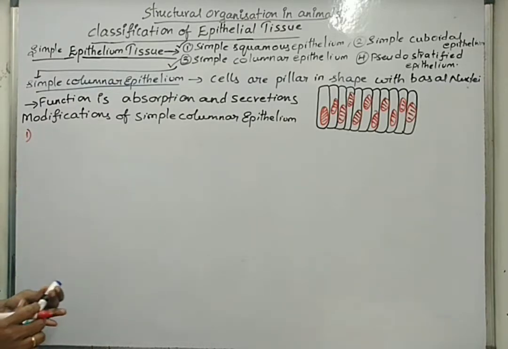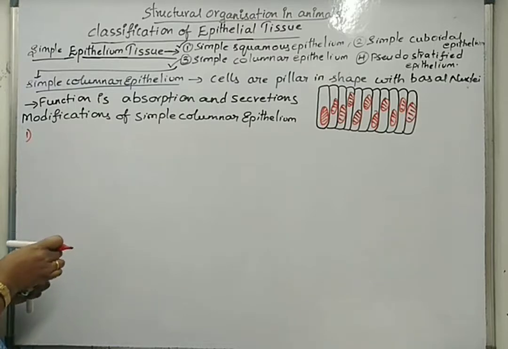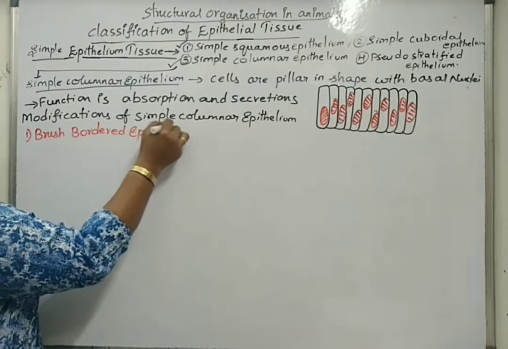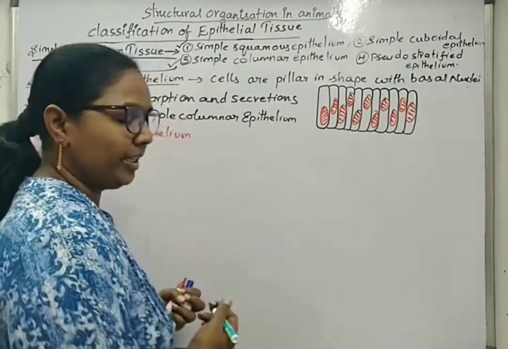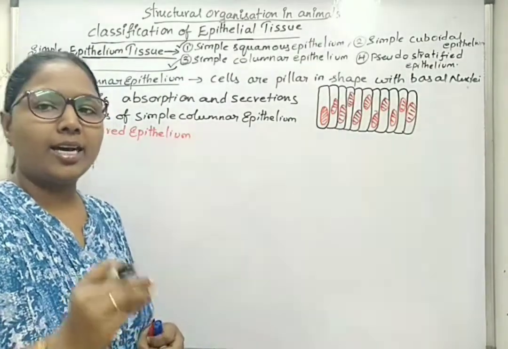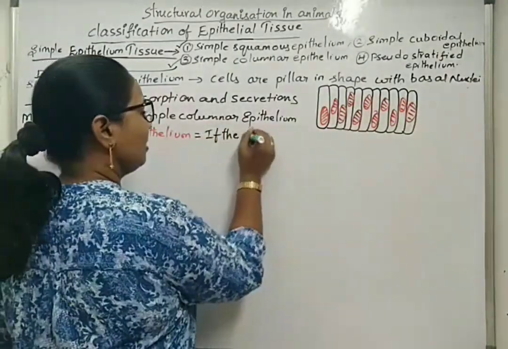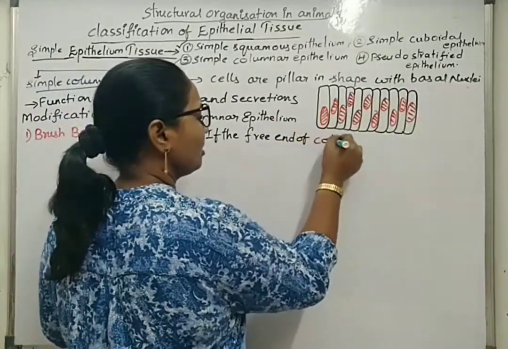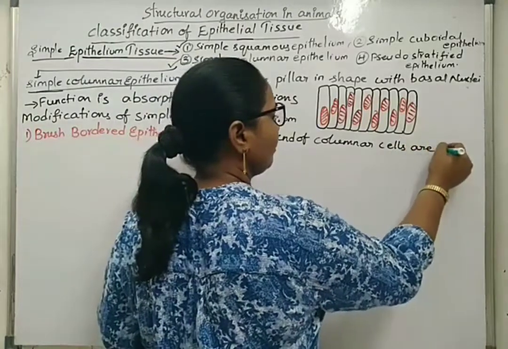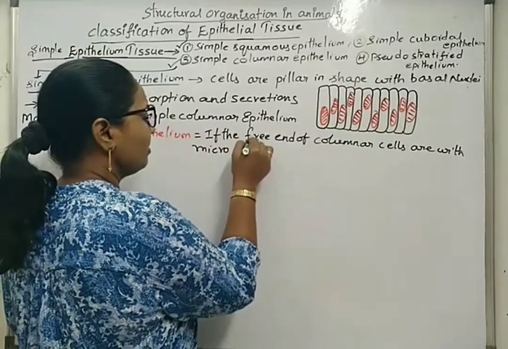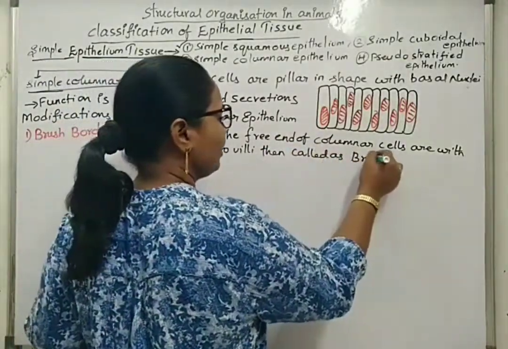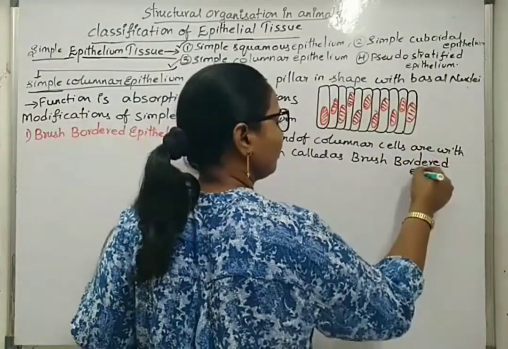First one, brush bordered epithelium. In case of brush bordered epithelium, if the free end of simple columnar cells has microvilli, then such cells are called brush bordered. These are one single layer, so we use the term simple columnar. If the free end of columnar cells has microvilli, then it is called brush bordered epithelium.